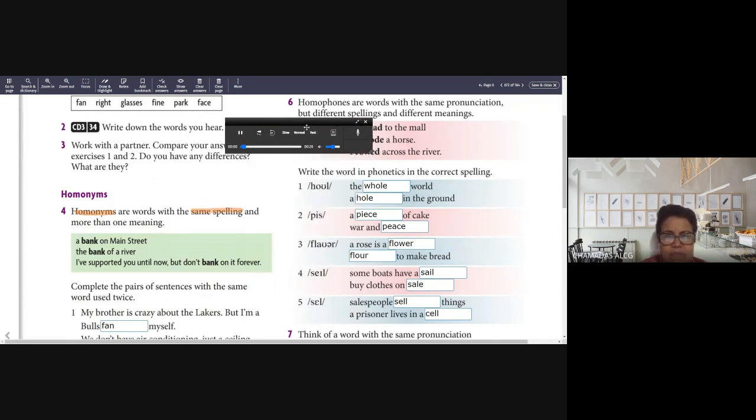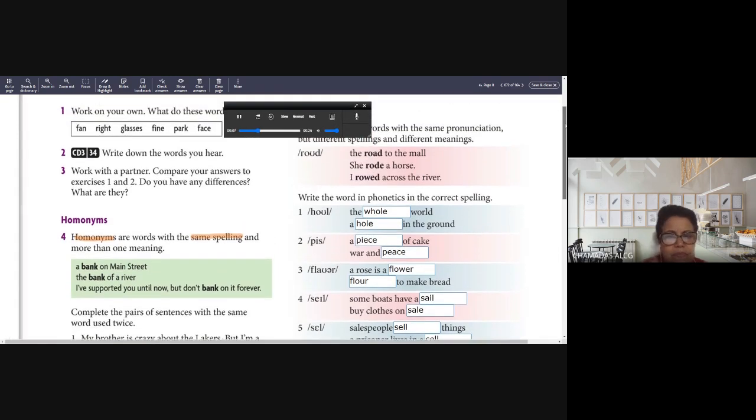Track 34. Where? Nose. Wood. War. Through.